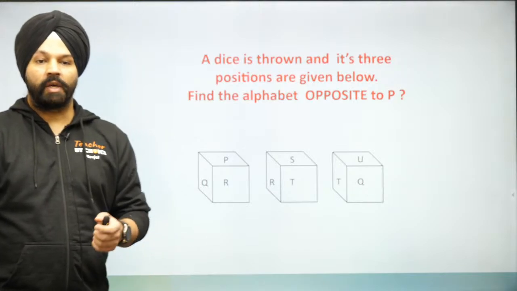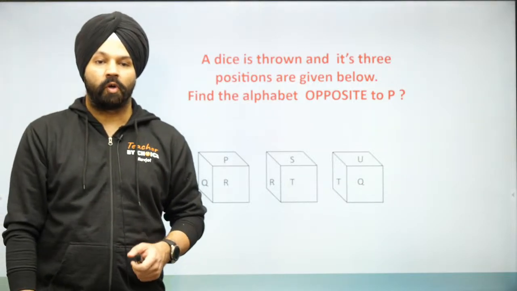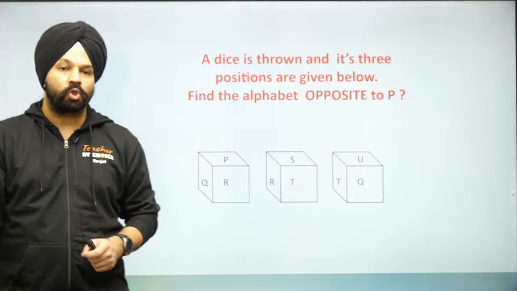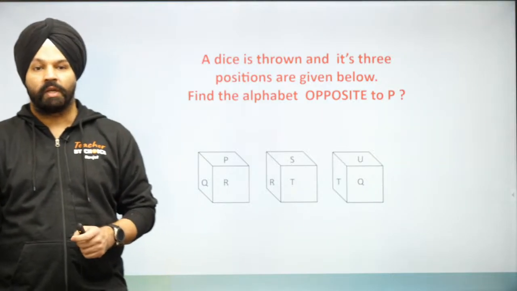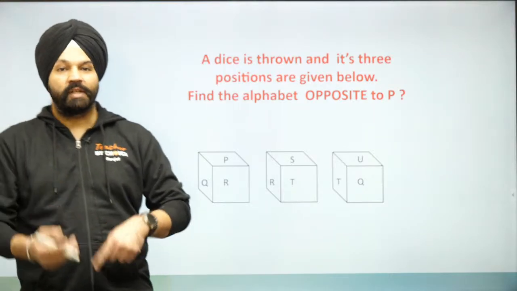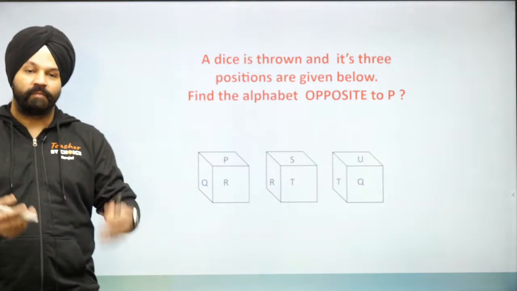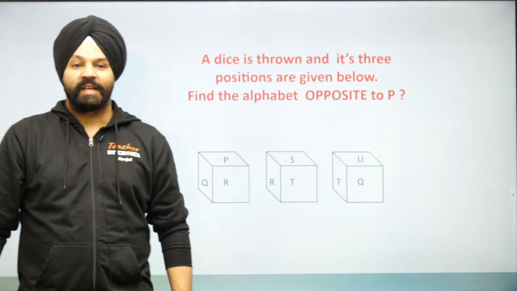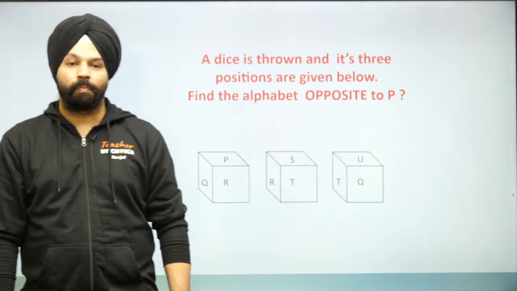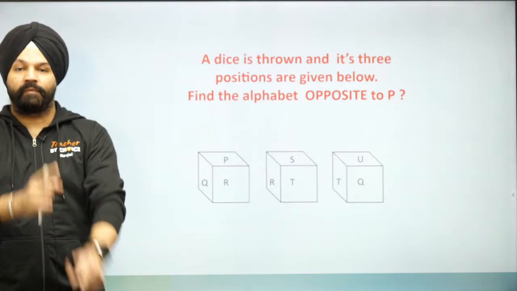Okay. Now we are moving on to a question. The question says, a dice is thrown and its 3 positions are shown. What a poem, right? What a rhyme. So find the alphabet opposite to P. So I'm waiting for your answer.